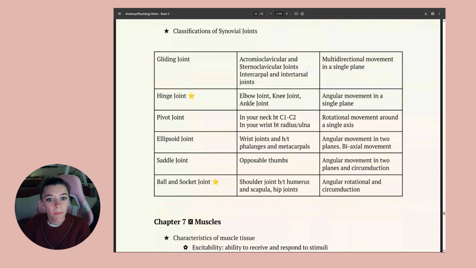So hinge joint. These are going to be like your elbows and your knees. Oh my goodness, it's like a hinge. It can open and close like a door. It has angular movement in a single plane.